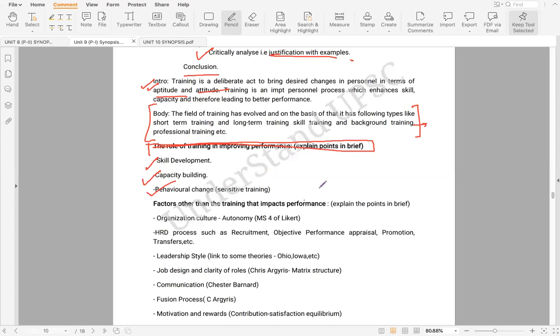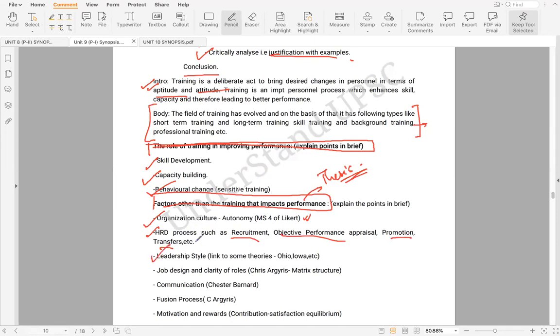Now, because the thesis statement asks you that it is not only training alone. So factors other than the training that impact the performance: the organization's culture, autonomy, management system, 4 of Likert, HRD practices such as recruitment, objective performance appraisal, promotion, transfers, which I've already talked about.